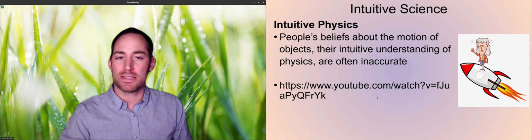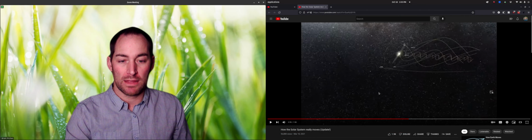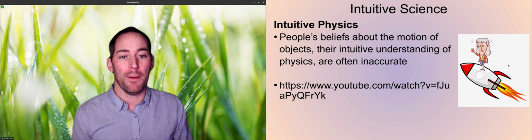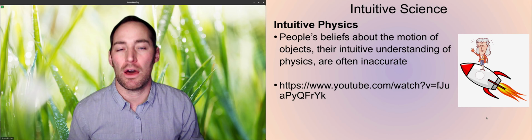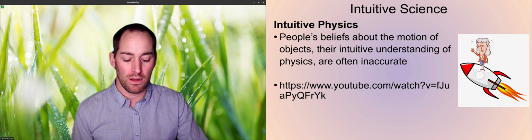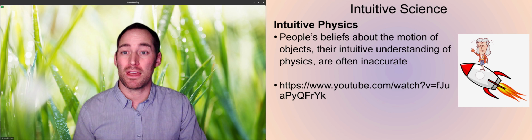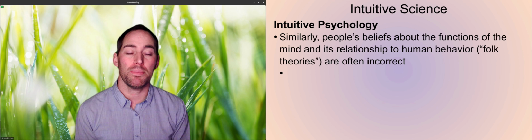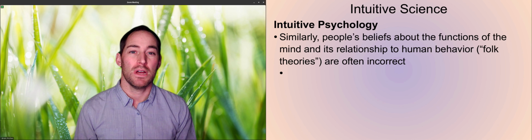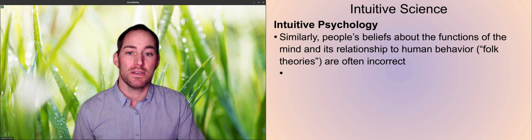One thing is, yes, that's definitely based on the models you've seen of the solar system's movement and things like that. But also, we have an intuitive sense of how things work, how science works, how objects move, how they interact with each other. And we have a similar kind of thing in psychology as well. People have common sense psychology topics that we've talked about that are often inaccurate. So people's beliefs about the functions of the mind, its relation to behavior, the textbook calls it folk theories, are very often incorrect. So sometimes they are correct.